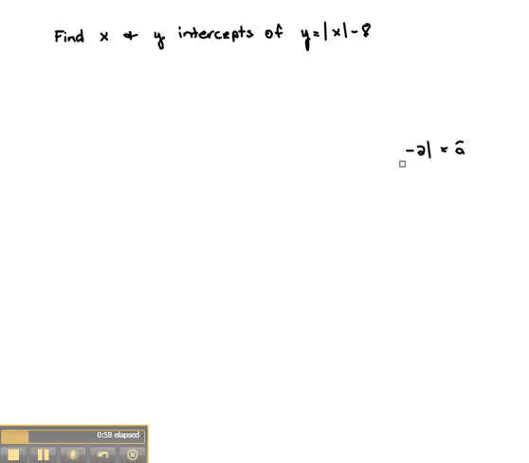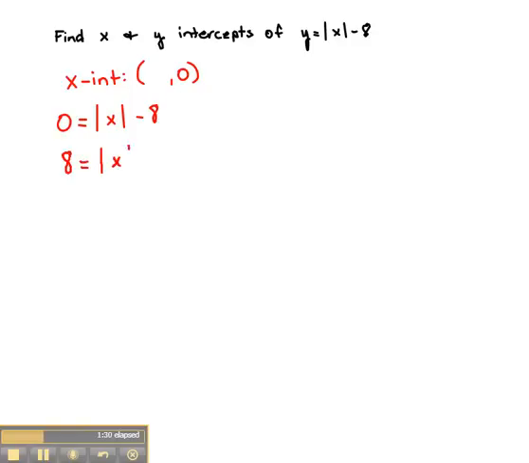This says to find the x and the y intercepts of this equation. So what we know about every single x-intercept is that the y value is always 0. Well, we can use that and plug that into our equation. So instead of y, I'm going to plug in 0 equals the absolute value of x minus 8. And now we're going to solve this. So I'm going to move the 8 over to the other side by adding 8. So 8 will equal the absolute value of x.